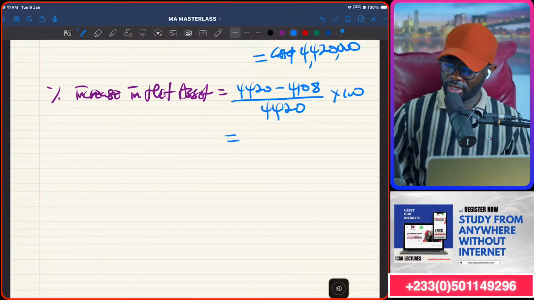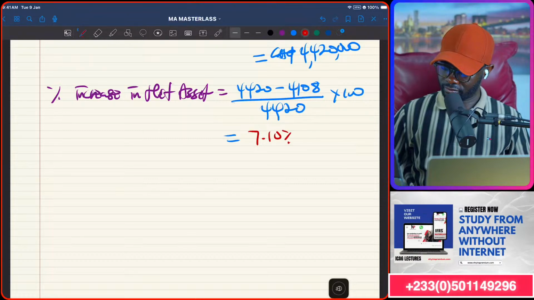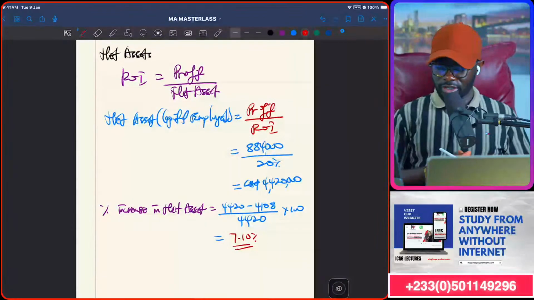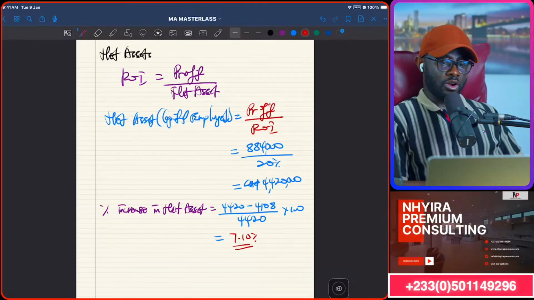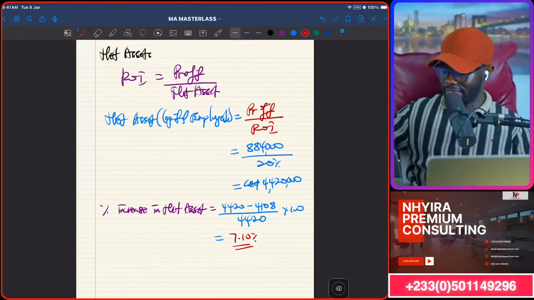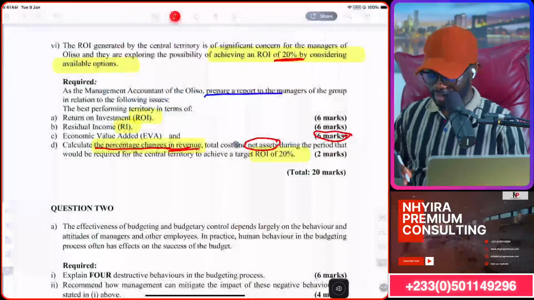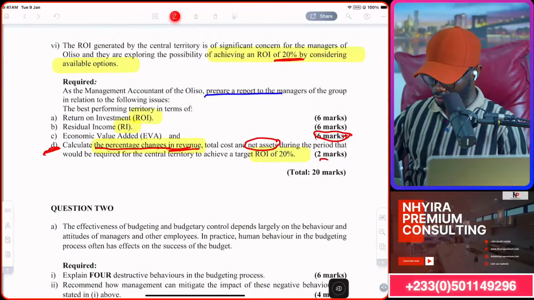So that's like 7.10%. So the net asset of the entity must increase by 7.12, or 7.1%. This is the D aspect of the question for 2 marks.